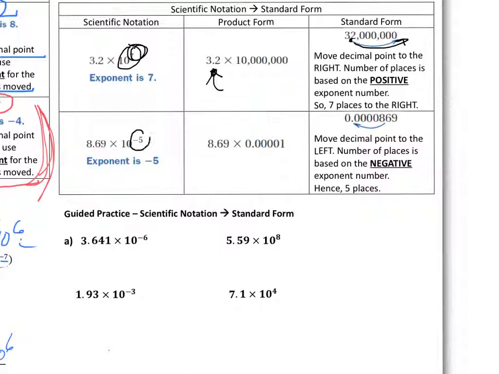And to change 8.69 times 10 to the negative 5 back to the standard form, you got to take this power here, okay, it's a 5, and the negative tells us that we need to shift to the left, okay, and 5 places. 1, 2, 3, 4, 5. So 0.0000869 would be our standard form.